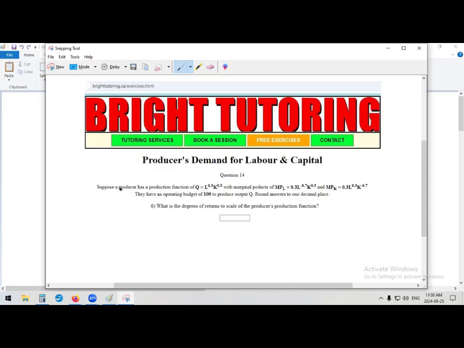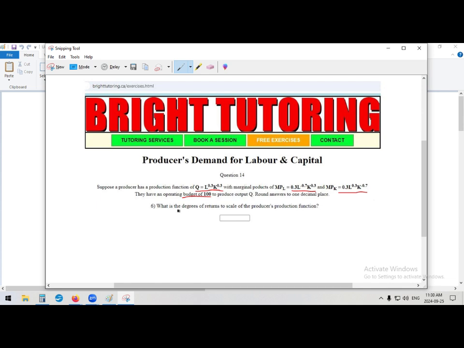So here's the question. Suppose we have a producer with a production function of output Q equals L to the 0.3, K to the 0.3, which gives them these marginal product equations. Marginal product of labor equals 0.3, L to the negative 0.7, K to the 0.3, and the marginal product of capital is 0.3, L to the 0.3, K to the negative 0.7. They also have an operating budget of $100 to produce that output.